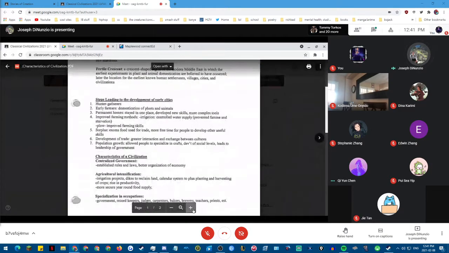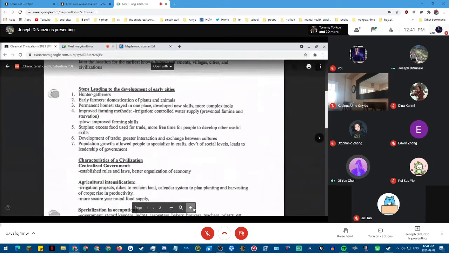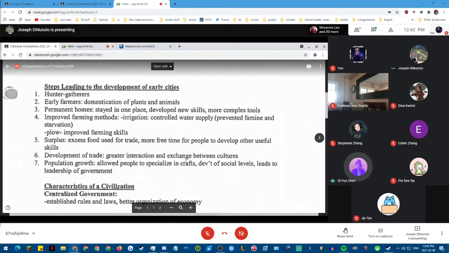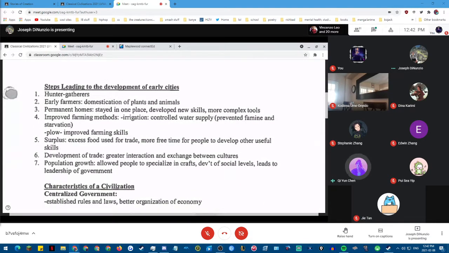Okay, Sabrina, continue. Steps leading to the development of early cities. 1. Hunter-gatherers. 2. Early farmers. Domestication of plants and animals. 3. Permanent homes. Stayed in one place. Develop new skills. More complex tools. 4. Improved farming methods. Irrigation. Controlled water supply. Prevented famine and starvation.